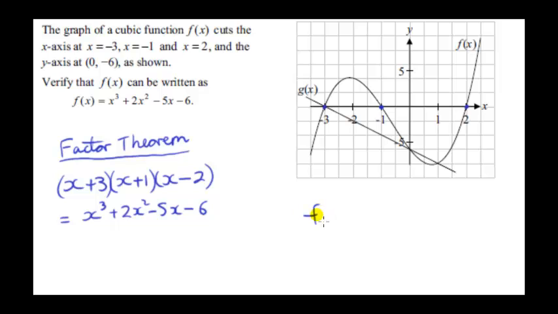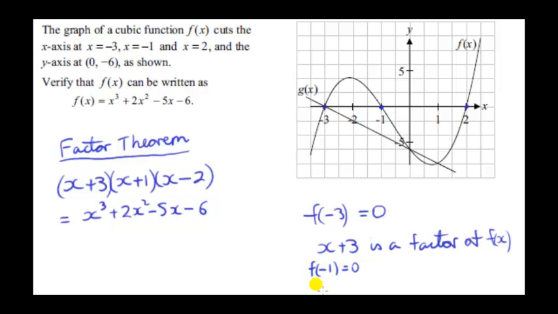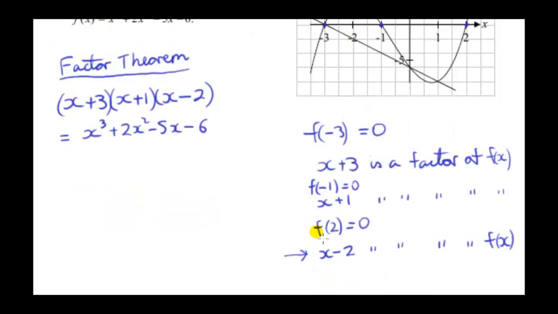We're given that f of -3 is equal to 0. So by the factor theorem, x plus 3 is a factor of f of x. Similarly, f of -1 is 0, so we have that x plus 1 is a factor of f of x. Finally, we're given that 2 is a solution or root, so that means that x minus 2 is a factor. So we found three factors: x plus 3, x plus 1 and x minus 2.